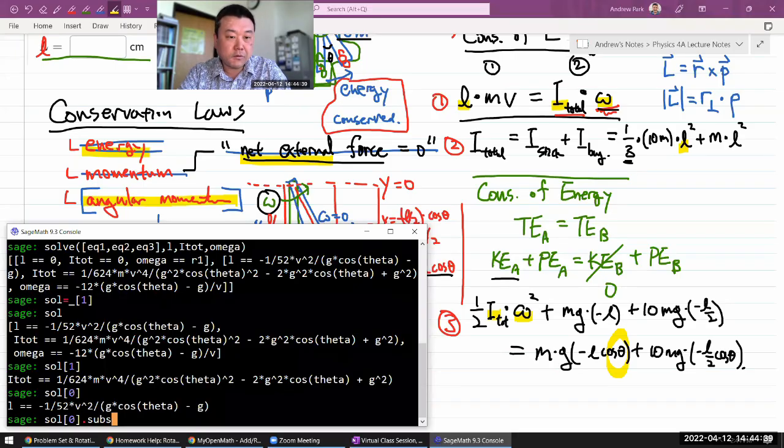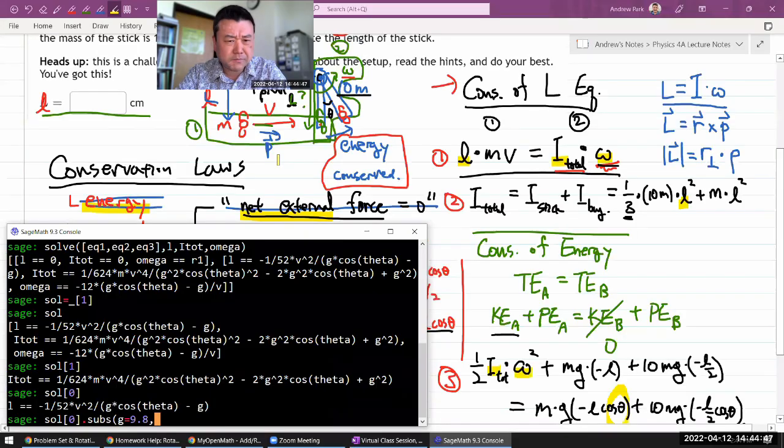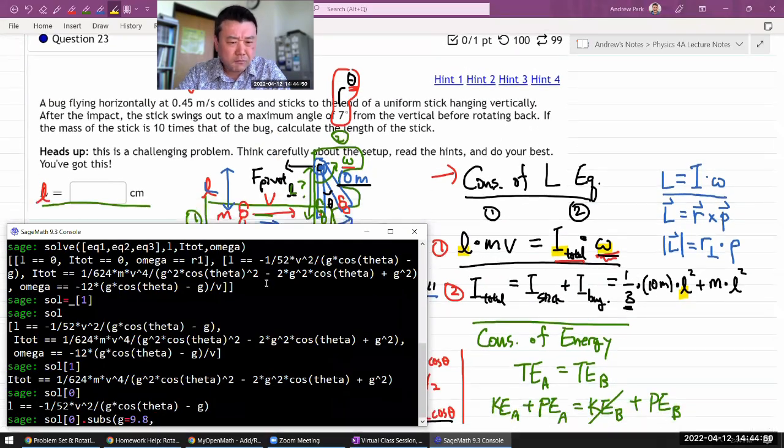I'm going to substitute in all the numbers I have. So I know G, that's equal to 9.8 meters per second squared. I'm just going to plug in all the numbers in basic SI units so that I don't have to worry about unit conversion. I need theta. Now, the question gives me degrees. This program only accepts radian units. So I have to convert 7 degrees to radians by multiplying it by pi over 180. And I need V, which is already in meters per second, 0.45 meters per second. I think that's all the numbers.